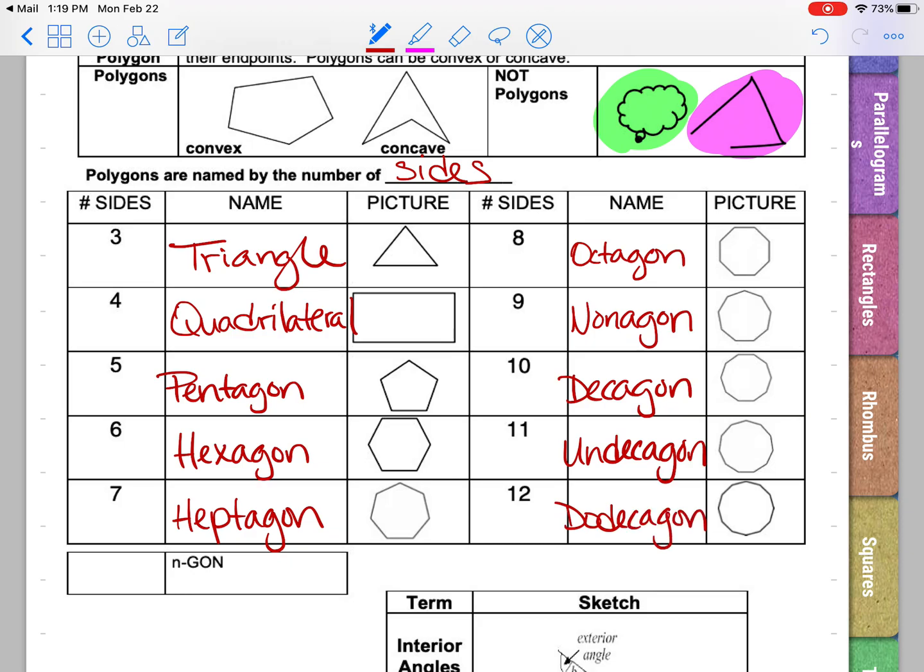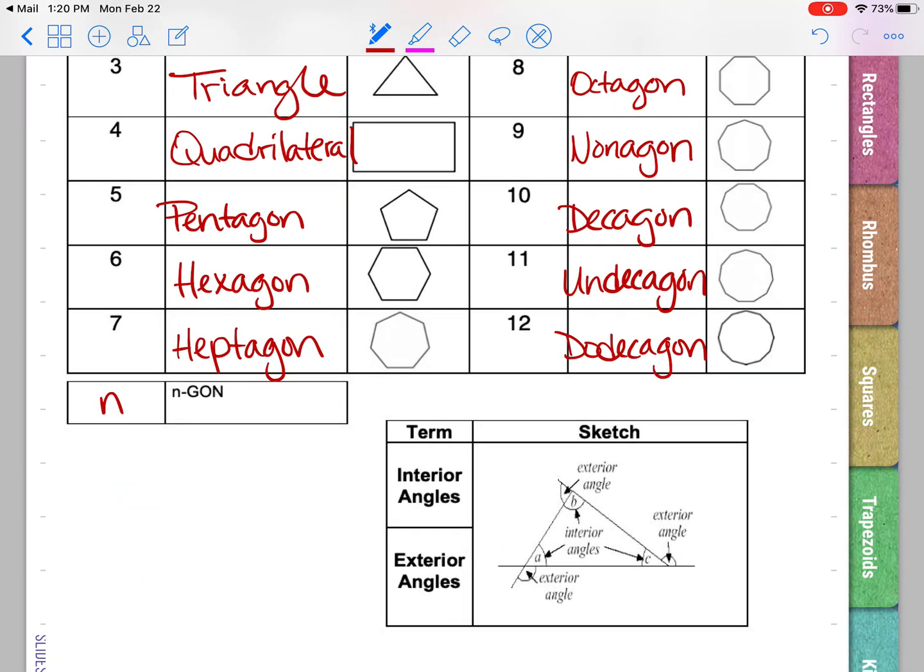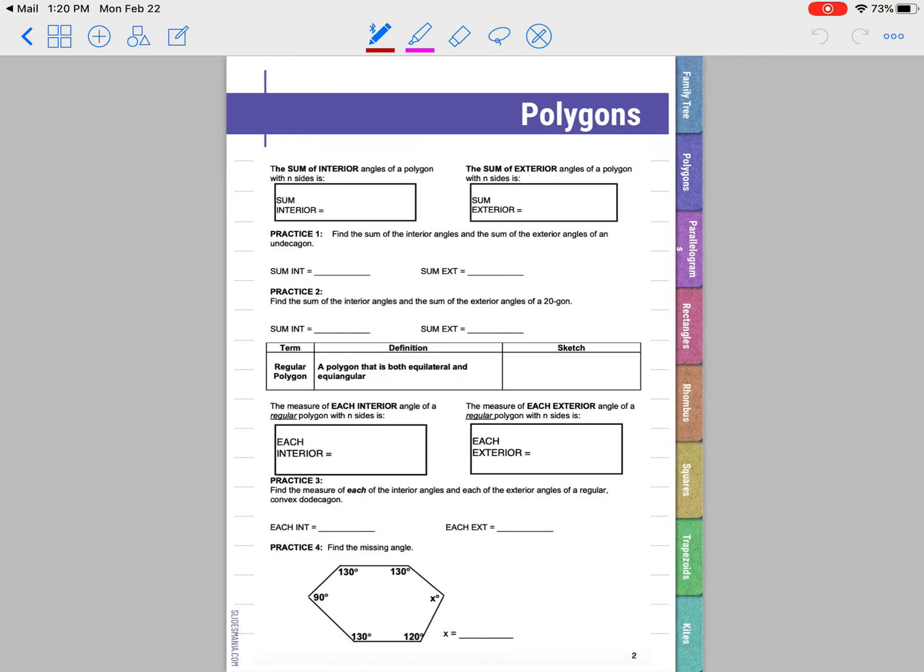Past that, we really don't have shape names. We just say, like, if it has 25 sides, we would call it a 25gon. It has 35 sides, 35gon. So n just stands for the number of sides. Okay, so now what we're going to talk about with these polygons is how to find the interior angles, the ones on the inside, and how to find the ones on the outside. So we've got a couple formulas that we're going to look at here. So go ahead and go to the next page.